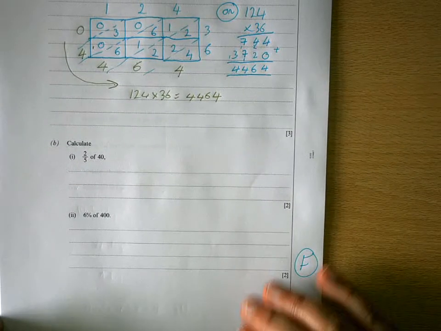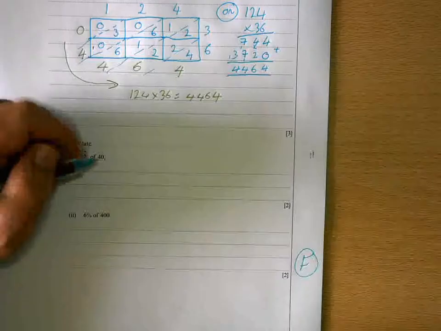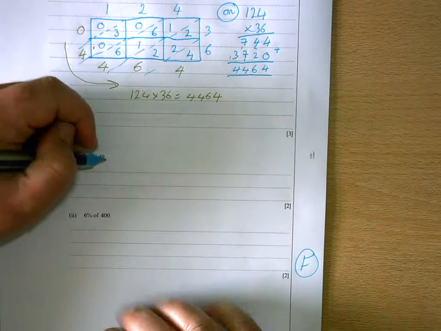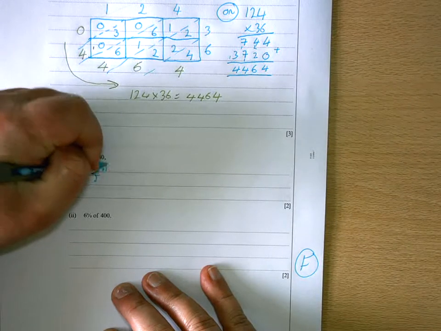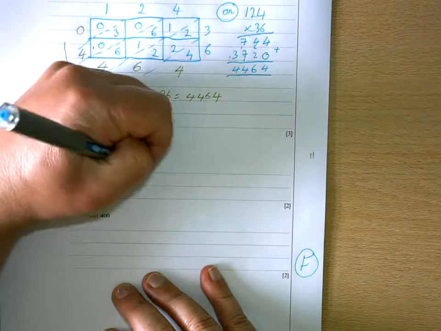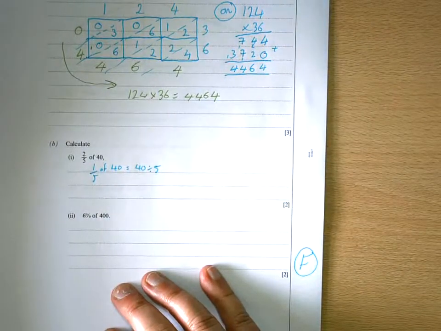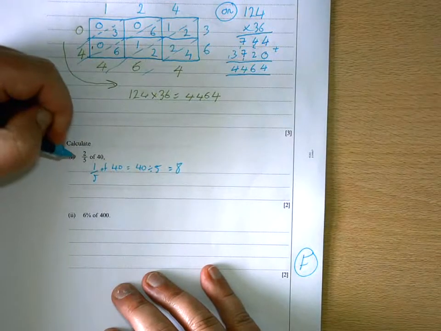And B, calculate 2/5 of 40. Well, the first thing you do is find 1/5 by doing 40 divided by 5. Sorry, I don't know why I said 4. 40 divided by 5 is 8. So 1/5 is 8. You want 2/5, so you want 2 lots of 8.